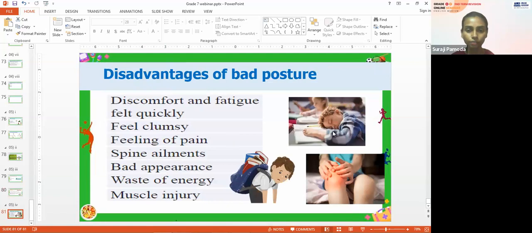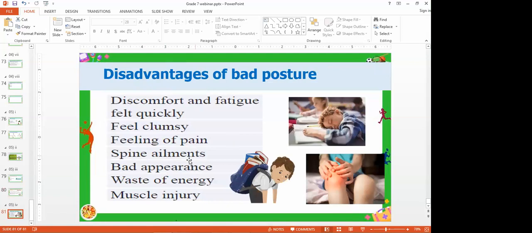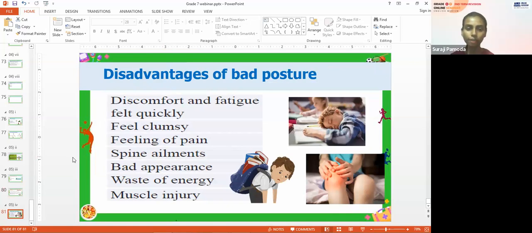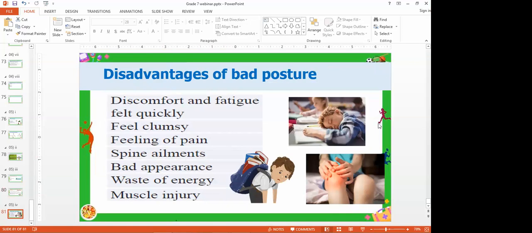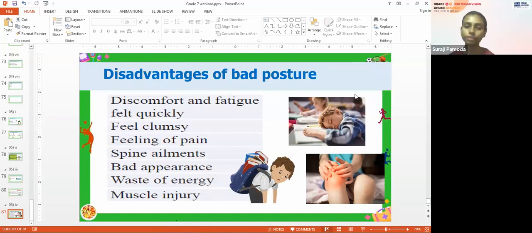Yeah, look at this one. Difficulties of breathing. Yes, difficulties can happen. Increased disorders. Yes, disorders can happen when you get used to bad postures. And also muscle injury can happen. Spine ailment means the diseases you talked about, right? Discomfort. Okay, so that's all about the paper.